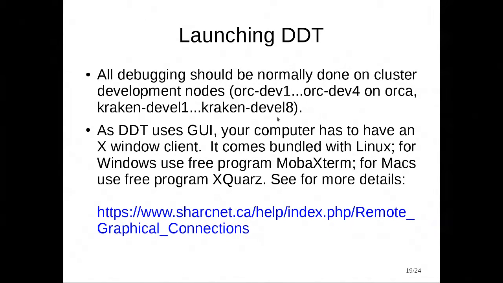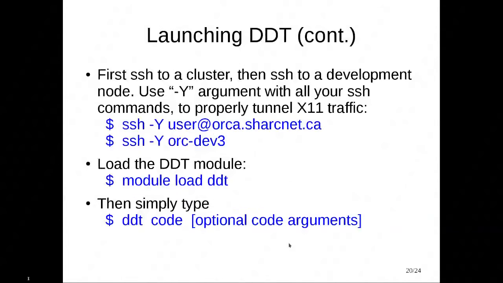Another important point: because it's a GUI application, which you normally don't deal with in SHARCNET, you need an extra feature on your workstation. You need support for X window. Basically, you need an X window client. If your workstation is Linux, it's already there, nothing to do. If it's Windows, you have to install a program like MobaXterm or a similar program. If it's Macintosh, then you can use the free program XQuartz. For more details, please check this wiki page, remote graphical connections. Just search on our wiki help for remote graphical connections.